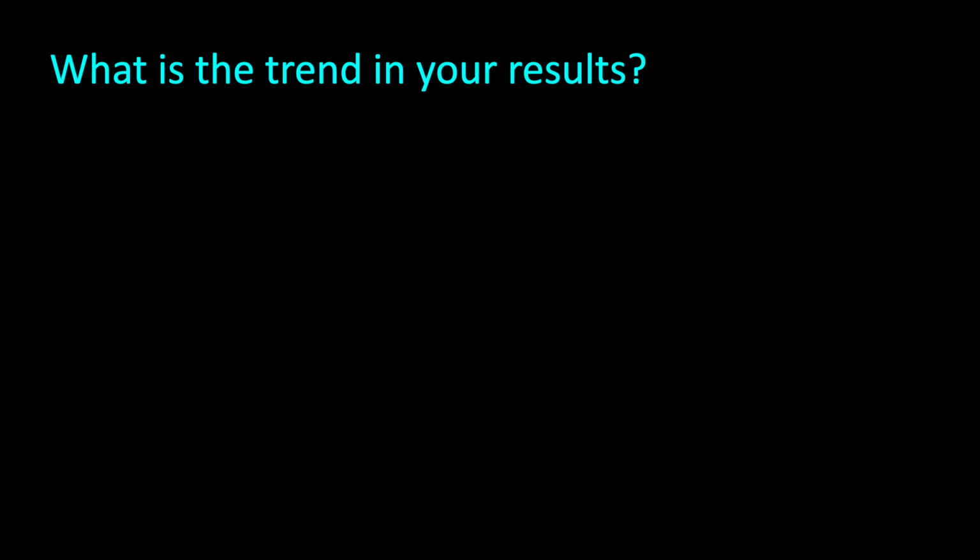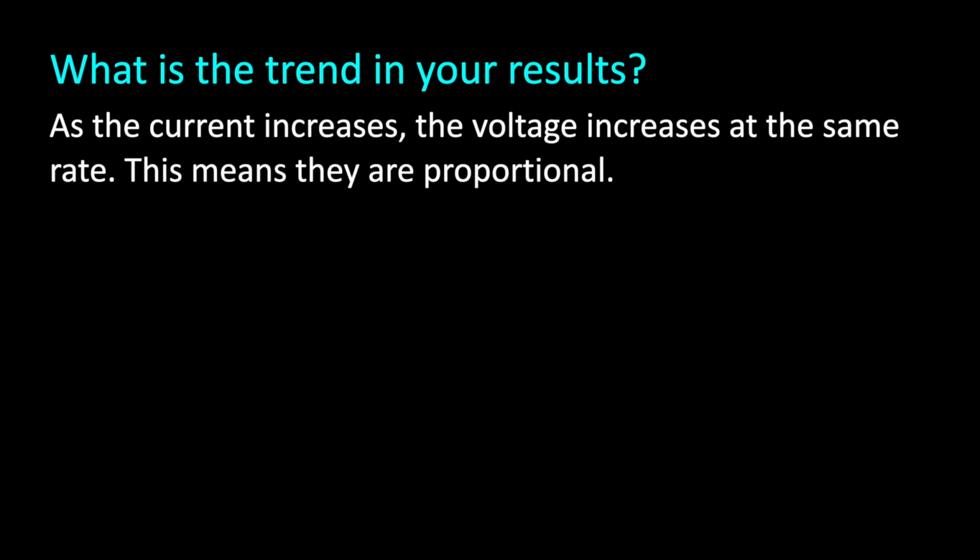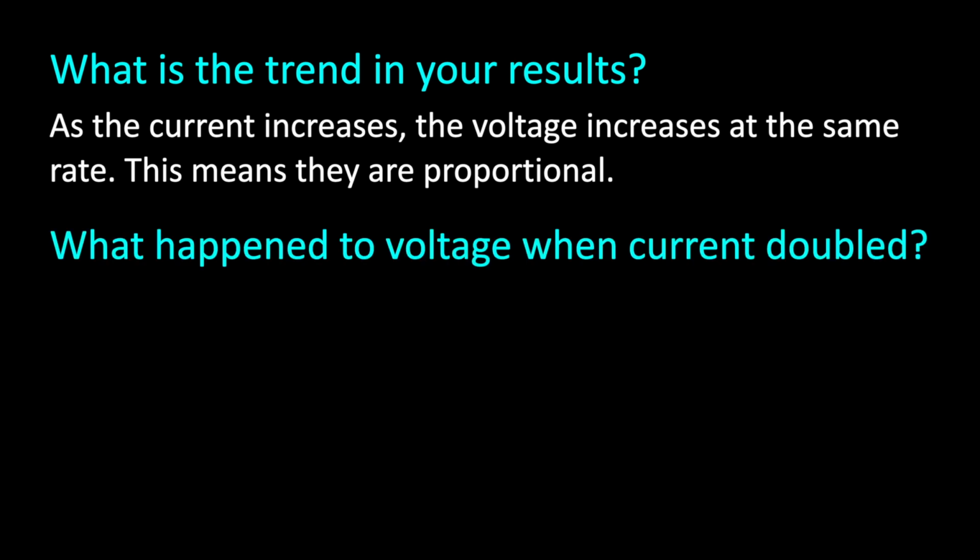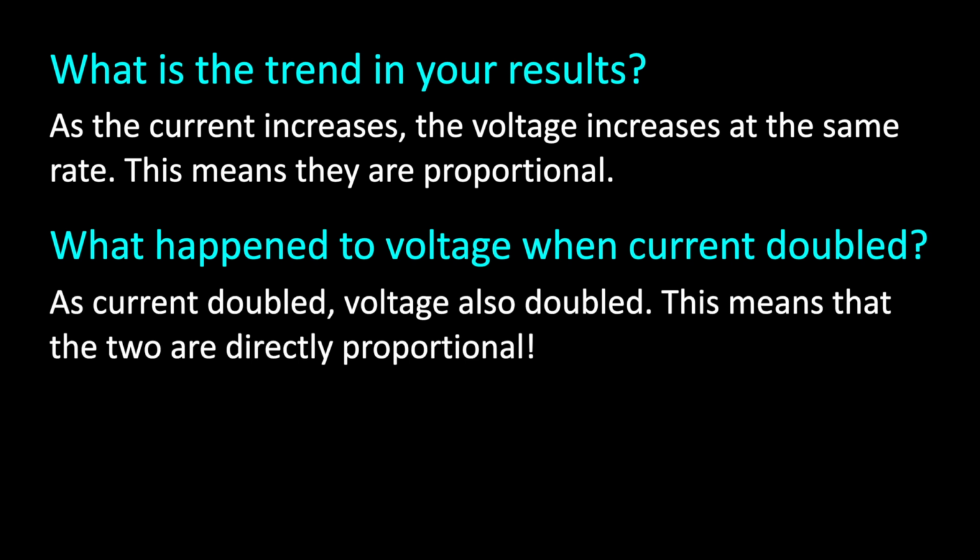So, when you look at your graph, what sort of trend do you see? You should notice that as current increases, our voltage increases too. This means that the two are proportional. Also, what happened to voltage when current doubled? Take a look at the numbers and see if you can figure it out. What you should notice is that when current doubles, voltage also doubles. This means that the two quantities are directly proportional.